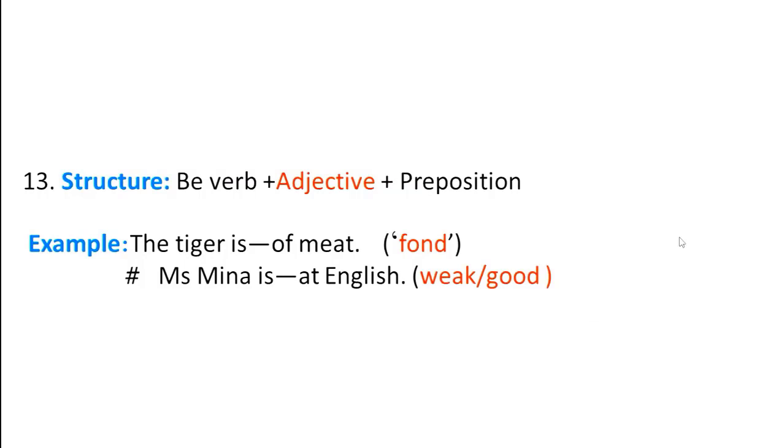Number 13. Dear learners, if you find the structure be verb plus gap plus preposition, that means if you find gap between be verb and preposition, then you can use adjective to fill up the gap. Look at the example. The tiger is dash of meat. You can use fond of meat. Another example, Miss Meena is dash at English. It can be weak or good at English.